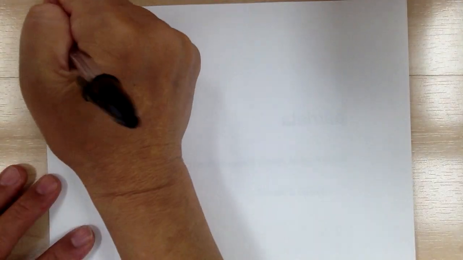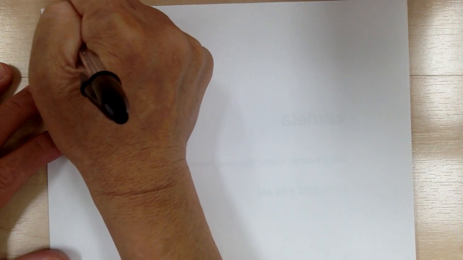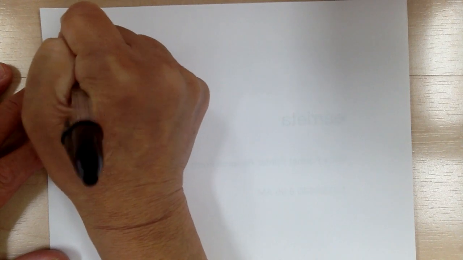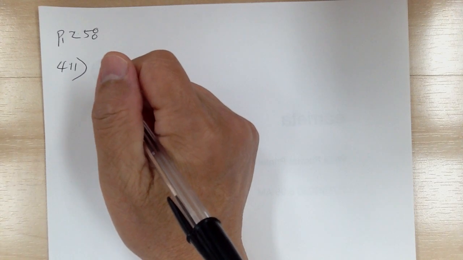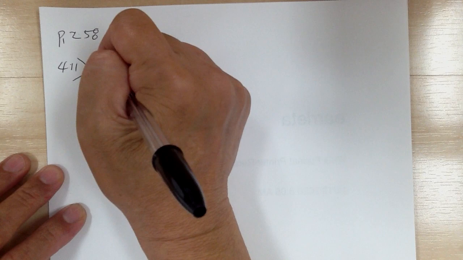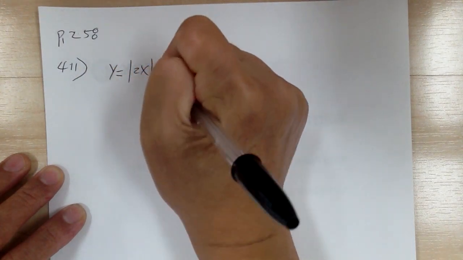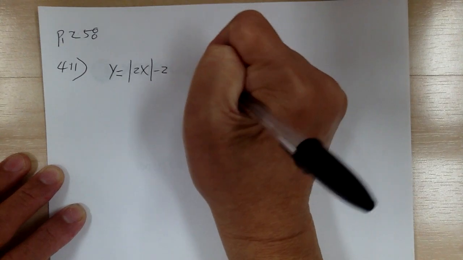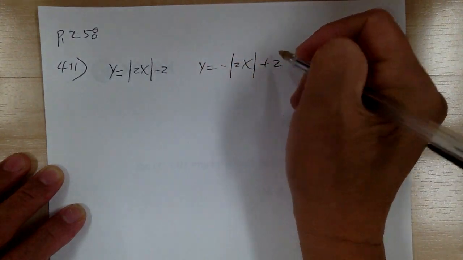Okay, let's go to 411. Okay, from the coordinate of the points intersection of the graph of the equation, you have y equal to absolute value of 2x minus 2, and you have y equal to negative absolute value of 2x plus 2.